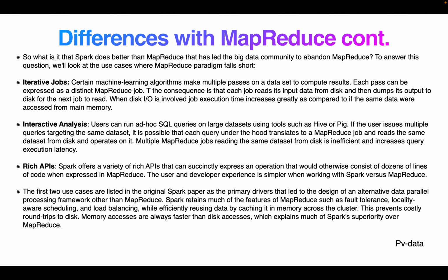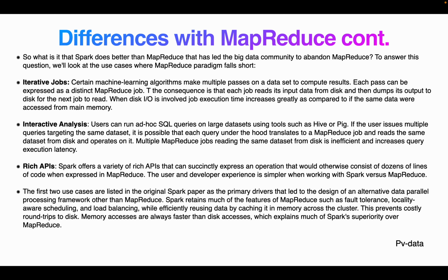The second point is interactive analysis. Users can run ad hoc SQL queries on large datasets using tools such as Hive or Pig. If a user issues multiple queries targeting the same dataset, it's possible that each query under the hood translates to MapReduce jobs that read the same dataset from disk and operate on it. Multiple MapReduce jobs reading the same dataset from disk is inefficient and increases the query execution time, or latency, which means it takes a lot of time. That's where MapReduce fails.